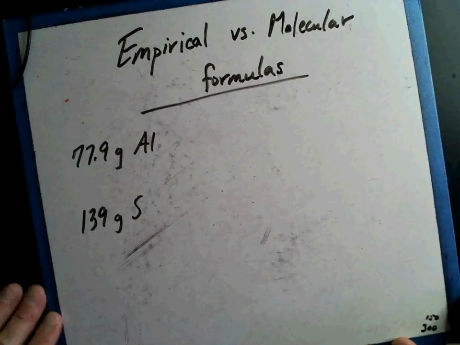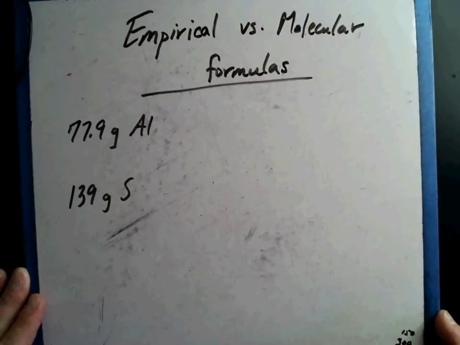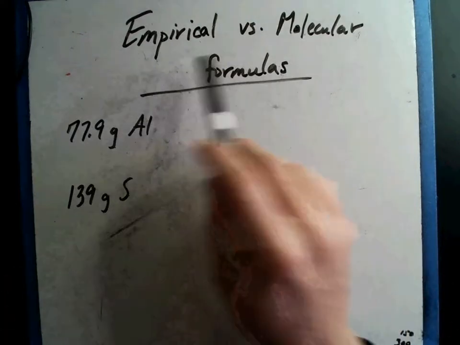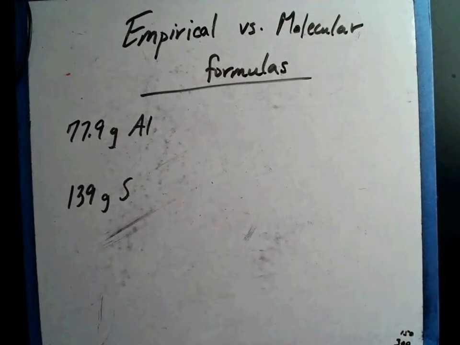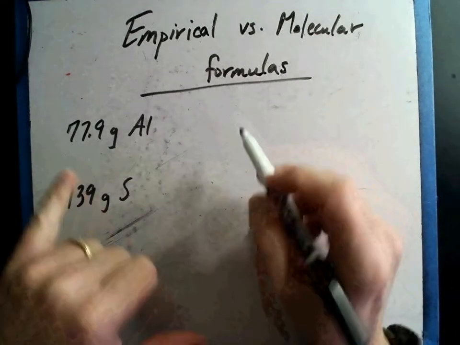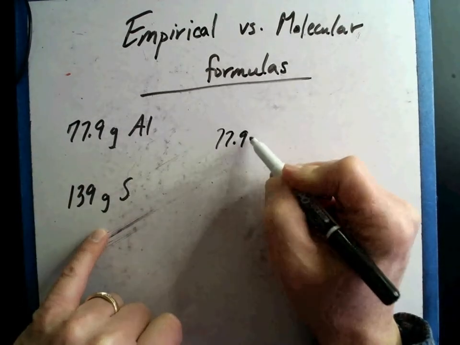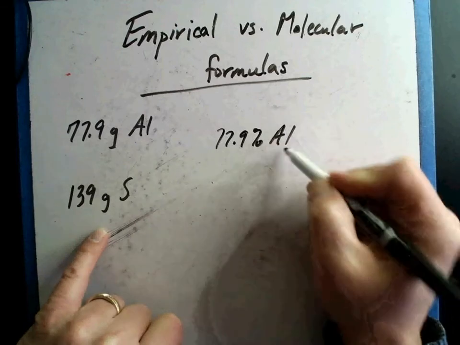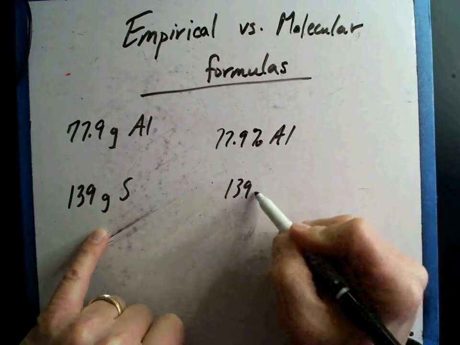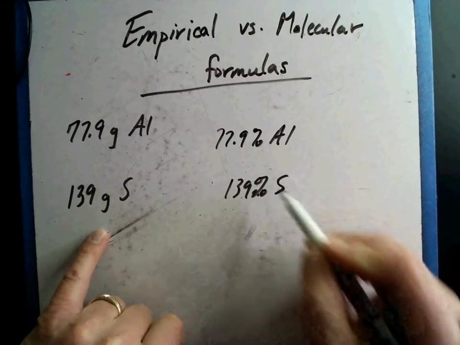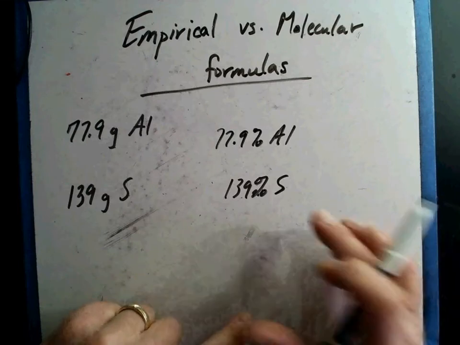All right, guys, in this video we're going to talk about the difference between empirical and molecular formulas. Now, in the last video you were talking about questions that look like this, except they were slightly different. They might tell you 77.9% aluminum and 139% of sulfur, and you'd work the problem out. But they don't always give it to you in percents.